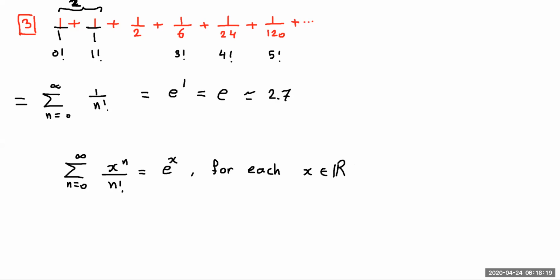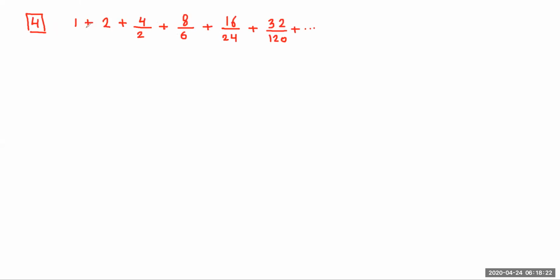So let's take the next exercise. 1 plus 2 plus 4 over 2 plus 8 over 6 plus 16 over 24. So here, the first term, this is 2 power 0, up. Here, 2 power 1, up. This number 4, it's 2 power 2. 8, 2 power 3. 16, 2 power 4. 2 power 5.